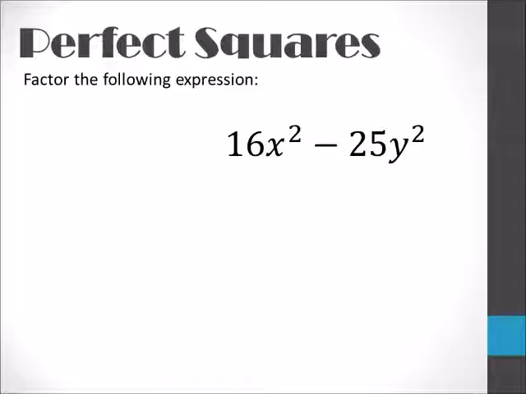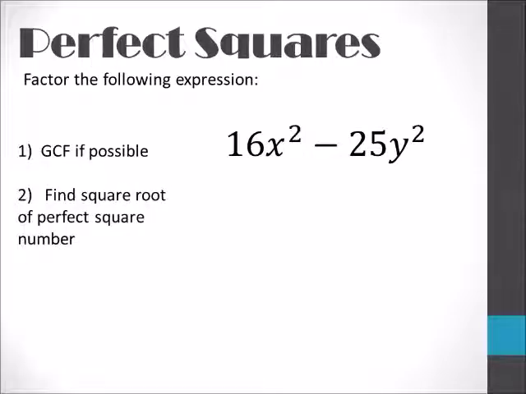Let's try another one. Here we have 16x squared minus 25y squared. Here we are working with two different variables. However, since they both have an even exponent, you know you can still factor it out. You also know that you can factor it because 16 and 25 are both perfect squares, and you are working with a negative in the middle. So you ask yourself, can you divide out a GCF? In this case, you cannot, so let's move on to the second step.